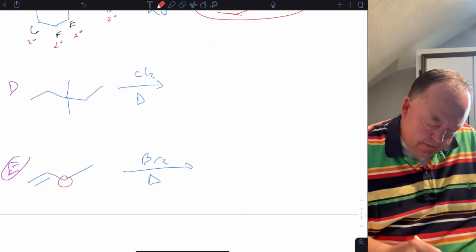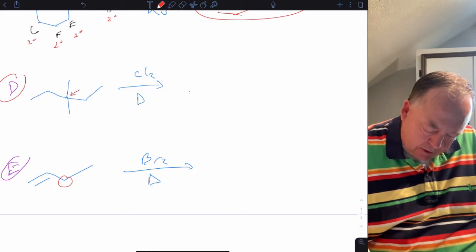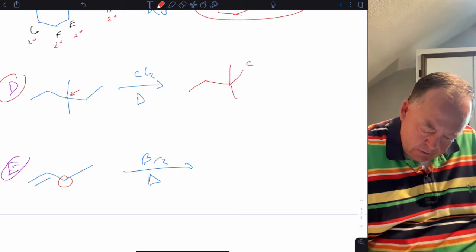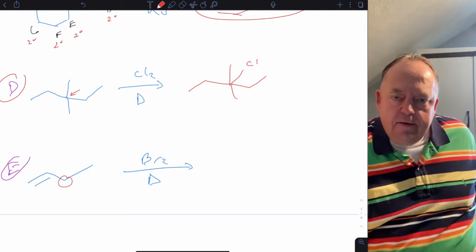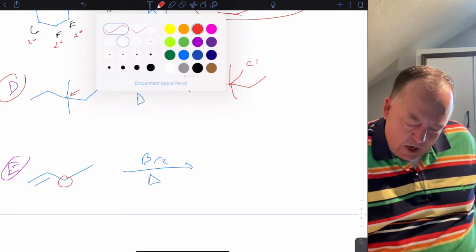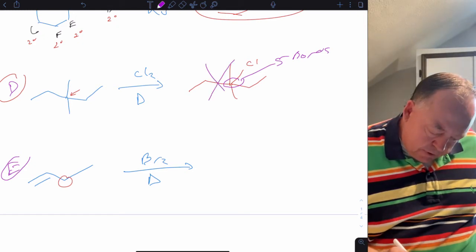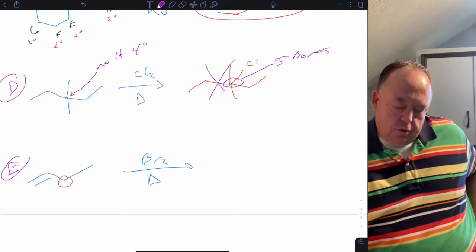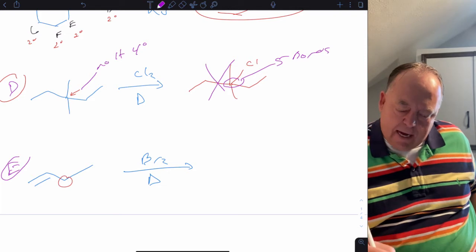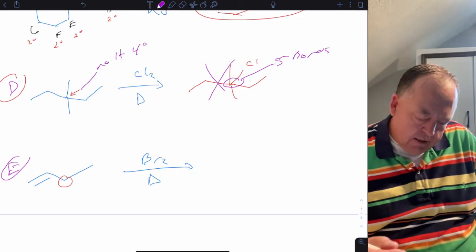Okay, so how about D? So that's the most substituted position. So is that where it's going to go? Put a chlorine there. Does that look right, or does something look wrong with that? Hopefully you recognize that that is not right because that carbon has 5 bonds, and you can't put 5 bonds on carbon, right? This position has no hydrogen there. That's a quaternary position. You need to have a hydrogen on the carbon in order for the free radical halogen to take the hydrogen off, and then the halogen can attach there. So it can't go there.